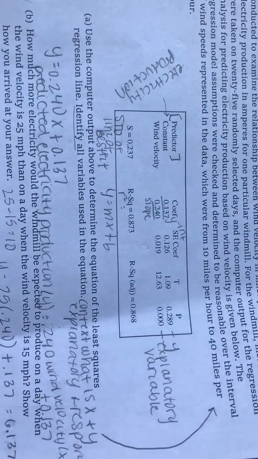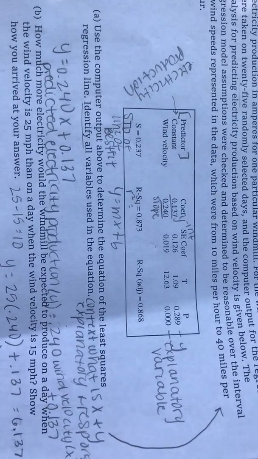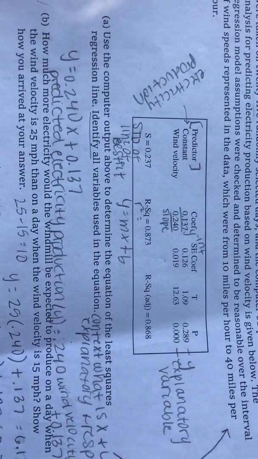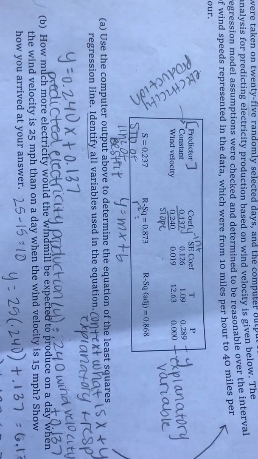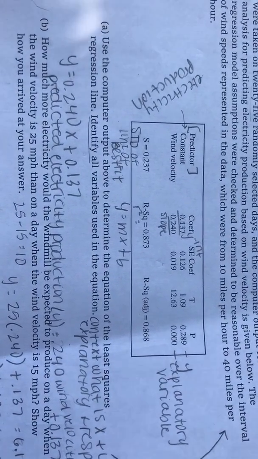So I wanted to start off with some background information. Windmills generate electricity by transferring energies from wind to a turbine. We are looking further into the relationship between wind velocity in miles per hour, or mph, and the resulting electricity production in amperes, or you will hear me refer to as amps.